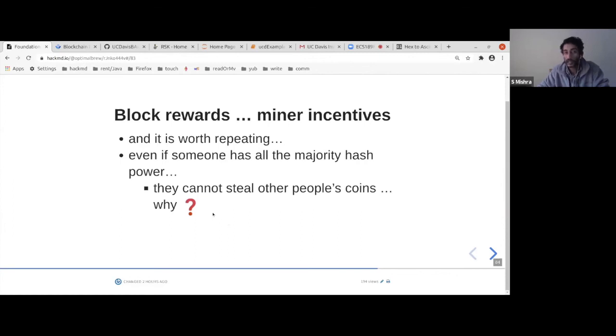For spending requires signatures, absolutely correct. Even if you have all the computation power for hashes, you don't have access to other people's keys, so you can't sign their UTXOs. Thank you very much.